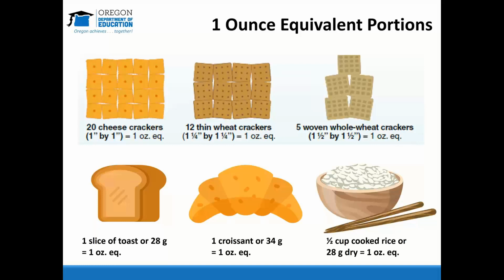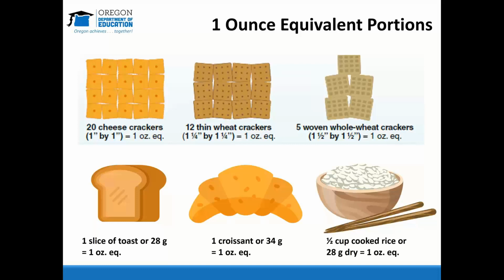What do 1 ounce equivalent portions look like? Here are 6 different examples. 1 ounce equivalent looks like 20 cheese crackers, 12 thin wheat crackers, 5 woven whole wheat crackers, or 1 small slice of toast, or 1 croissant, or half a cup of cooked rice. If you're thinking that this looks really similar to your current minimum serving sizes for grains, it probably is. If you compare the ounce equivalent minimum serving sizes to the serving sizes in use for CACFP right now, there probably is very little practical difference.